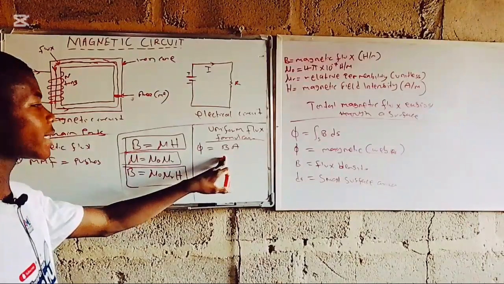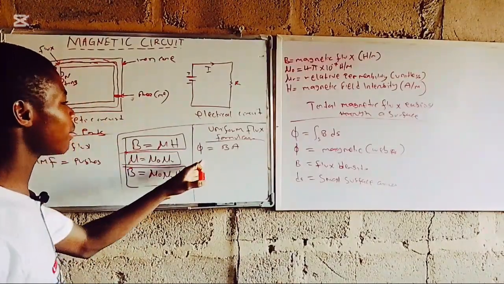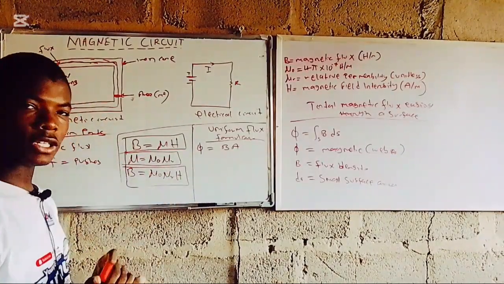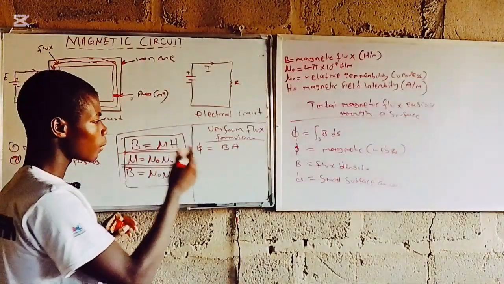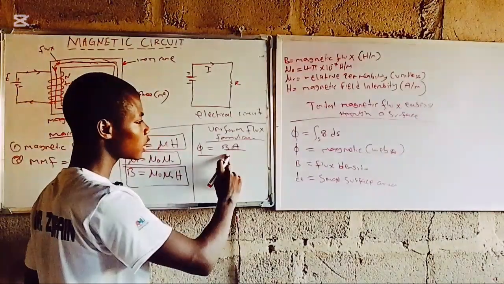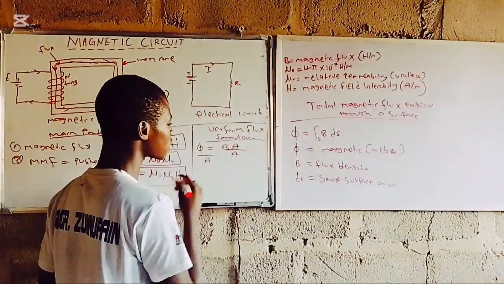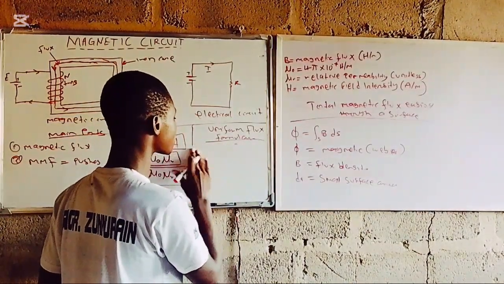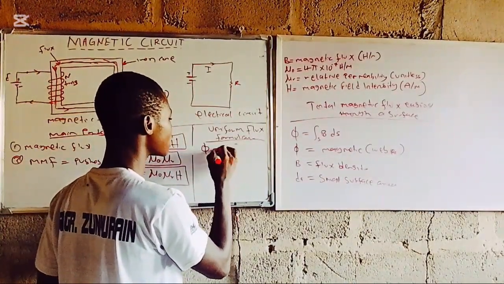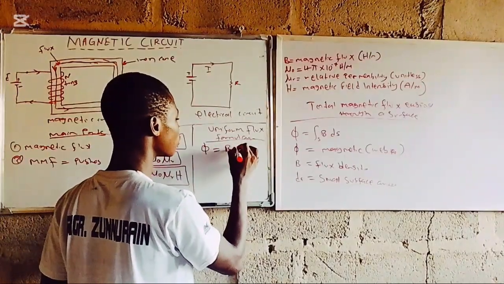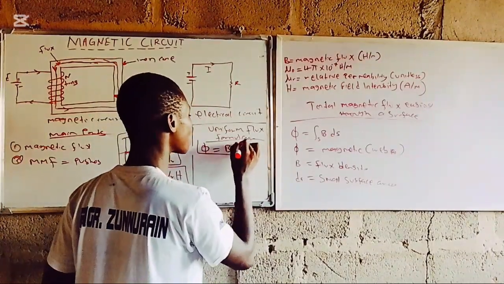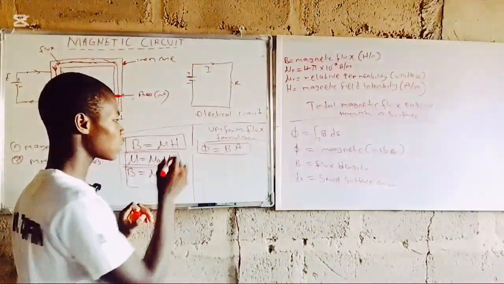The flux density multiplied by area. The magnetic flux is the same thing as flux density multiplied by area. So if we are going to find the flux density, which is the B, we have to divide both sides by A. But before dividing both sides, flux equals the flux density multiplied by A. So this is another relation that you might use in calculation.